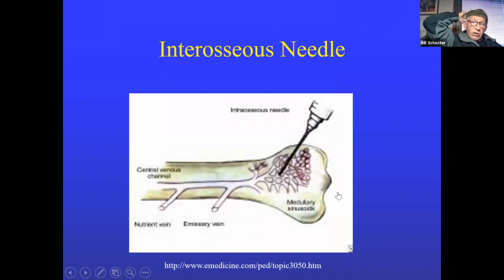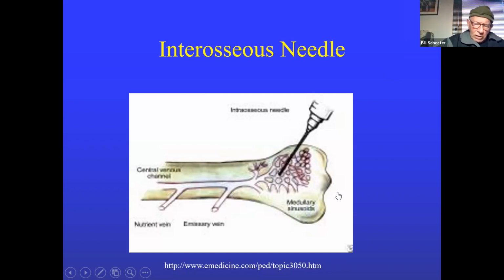Now, you can also put an interosseous needle in. I have very little personal experience with interosseous needles, but I am told by my younger friends who use them that this works. You put the needle in. There are 3 places you can put it.